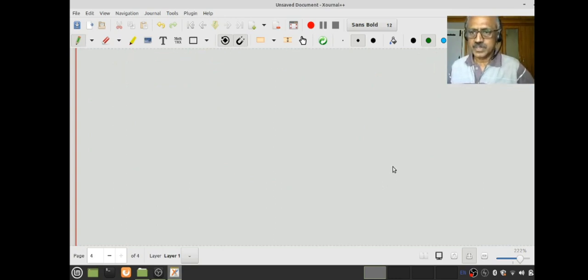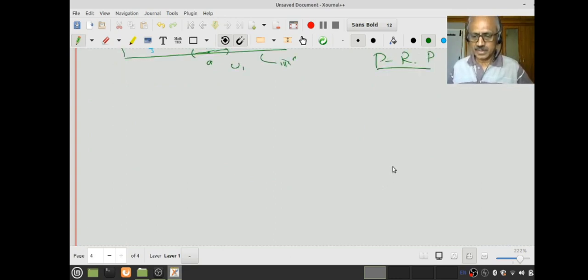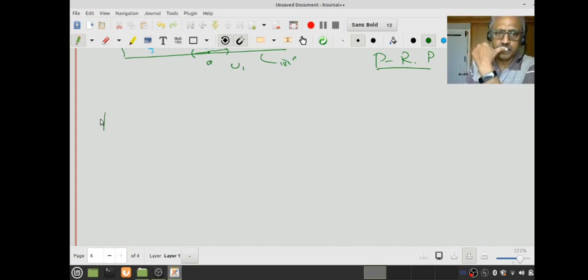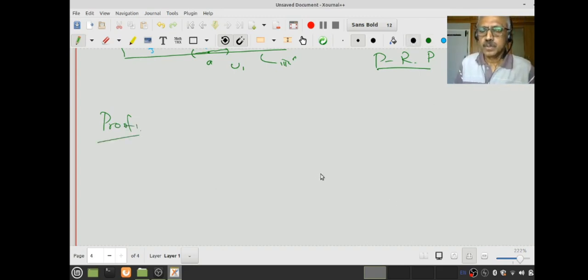The proof is easy, as I said. First I will explain the idea, then we will go back. Proof. How does the proof go? The proof uses the inverse function theorem.